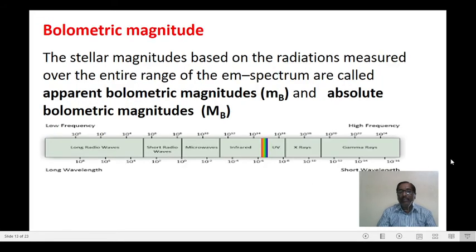Next, bolometric magnitude. The stellar magnitudes based on the radiations measured over the entire range of the electromagnetic spectrum are called apparent bolometric magnitudes and absolute bolometric magnitudes. Apparent bolometric magnitudes are represented by small m_b, absolute bolometric magnitudes are represented by capital M_B. In this case, the radiations cover the entire range of the electromagnetic spectrum, that is from gamma rays to long radio waves.